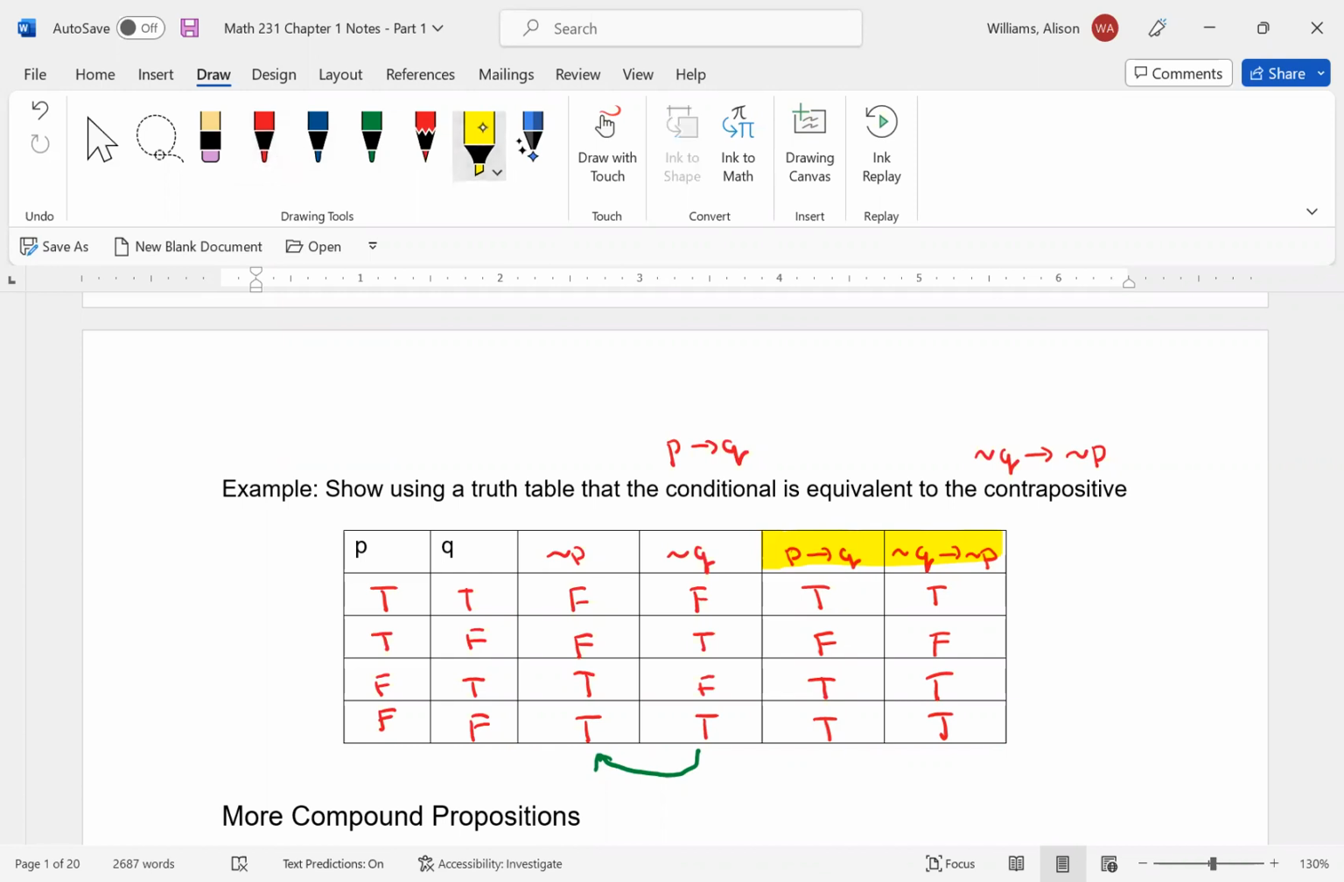Now, here's what I'm noticing. These two columns, their truth tables completely match. So that means they're what we call equivalent. When the truth tables match, that means that they are equivalent. They are the same statement written a little bit differently. All right, and we'll save the more compound propositions for another video.